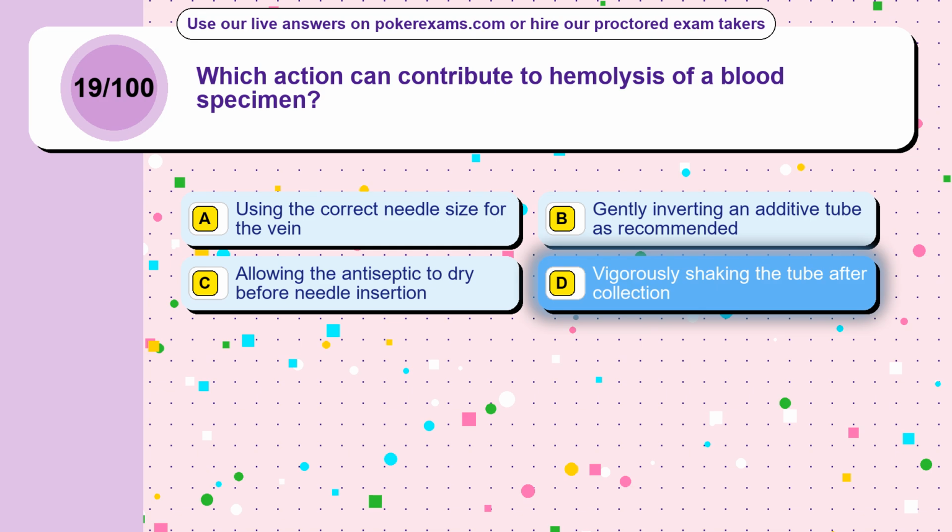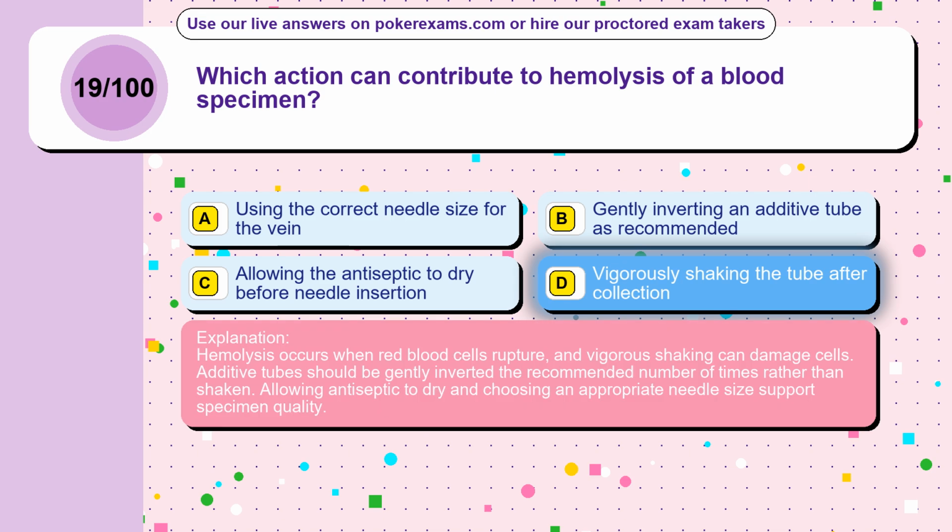The correct answer is option D, vigorously shaking the tube after collection. Hemolysis occurs when red blood cells rupture, and vigorous shaking can damage cells. Additive tubes should be gently inverted the recommended number of times rather than shaken. Allowing antiseptic to dry and choosing an appropriate needle size supports specimen quality.